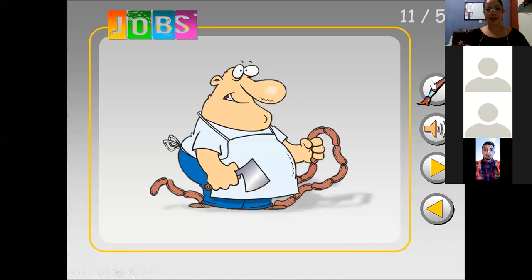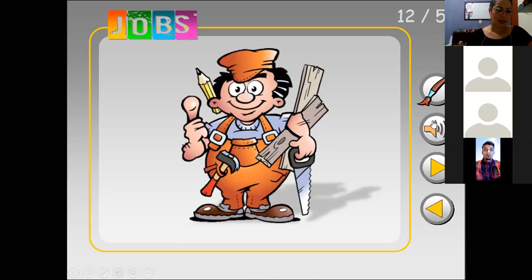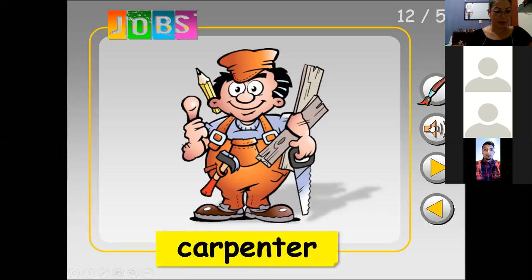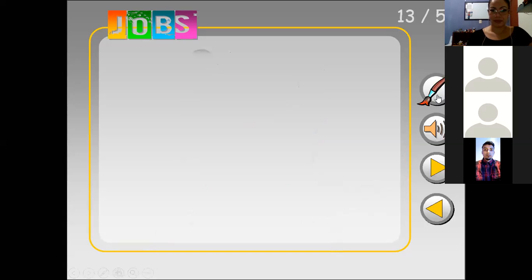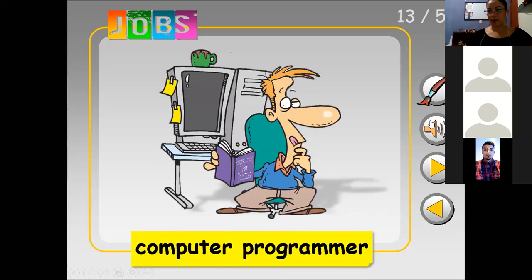And this is the carnicero. But how do you say carnicero in English? Butcher. Butcher. That's carnicero in English. Butcher. This one? Carpenter. Carpenter. Uh-huh, and here? Engineer informatic. Computer programmer. Okay, a computer programmer. Es un programador de computadoras, computer programmer.